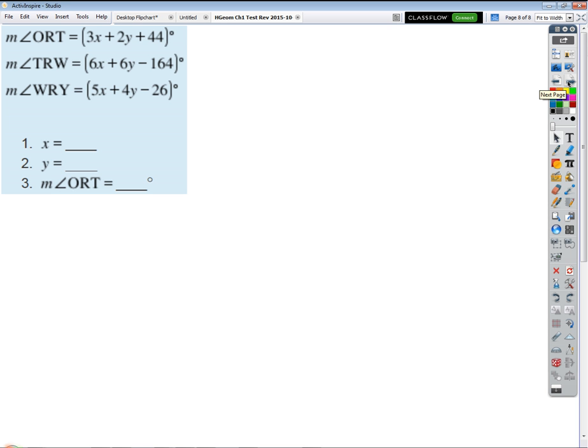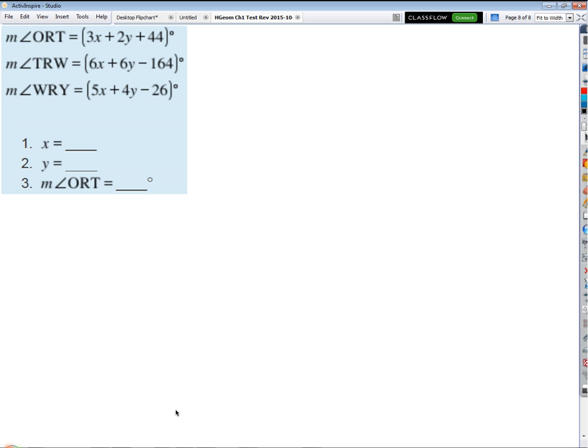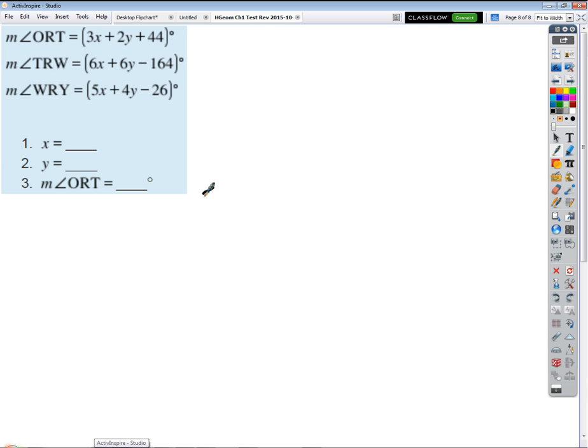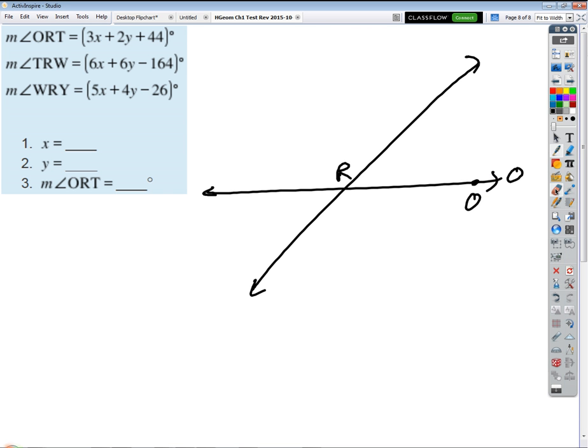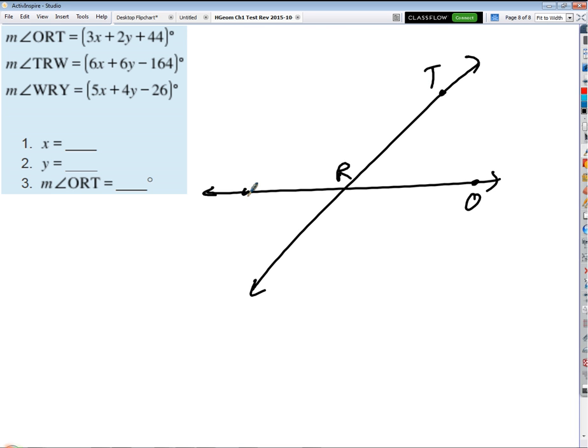Okay, this one also comes with a picture. Maybe I need the picture on that one. Well, okay, it goes like this. I can sort of draw it. This may not be to scale, but it's going to look like where this is R, this is O, there's O, there's T, this is W, and this is Y.